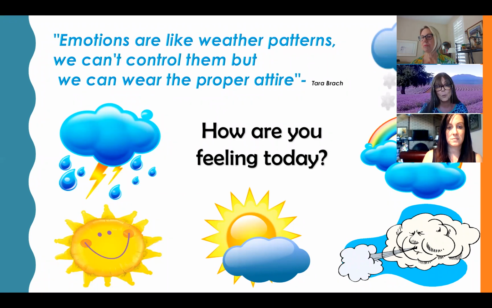I love this quote: emotions are like weather patterns. We can't control them, but we can wear the proper attire. When it rains, we can put on a raincoat. So I like to ask, what do we pull into our resiliency toolkit to help us when we've identified an emotion or feeling that's been going on? Today, lots of different weather. I'm out in Arizona where it's very sunny right now, but that may not be how I'm feeling.